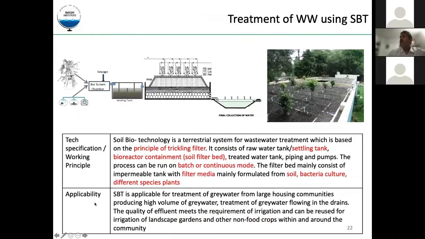So similarly, we also have a system called soil biotechnology. Again, this is also a nature-based system. In all these systems, absolutely no electromechanical or chemical inputs are required for treatment per se. Of course, if there is no gravity available, pumps are utilized for taking the water from the bottom to the top. Otherwise, there are no mechanical equipments for the treatment itself. Here also, if you see, a simple settling tank, from there the water is pumped into an open garden, I would call it.